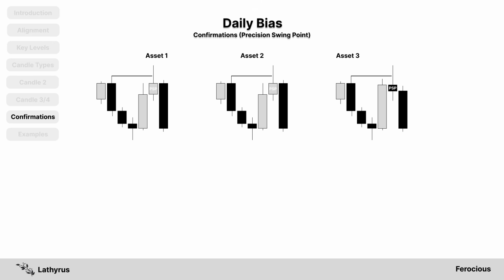And of course this is fractal, so you can apply this to a 4-hour candle as well to, for example, form a low of the day or high of the day. And you can use this on the daily to form a high or low of the week.